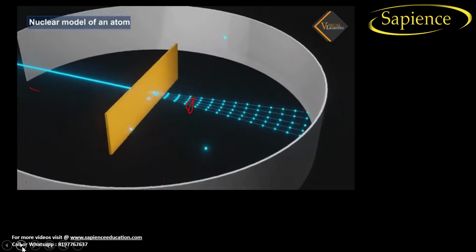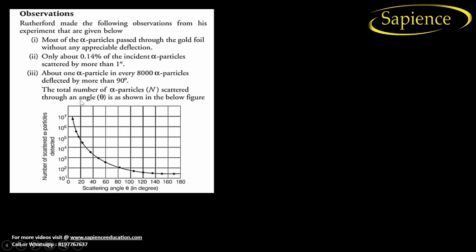Now I will discuss the observations. Rutherford made the following observations from the experiment. Most of the alpha particles passed through the gold foil without any appreciable deflection, that is, at 0 degree angle. About 10 to the power 7 particles. Only 0.14% of the alpha particles are scattered by more than 1 degree angle. So as soon as the angle is 1 degree, only a few particles got deflected.